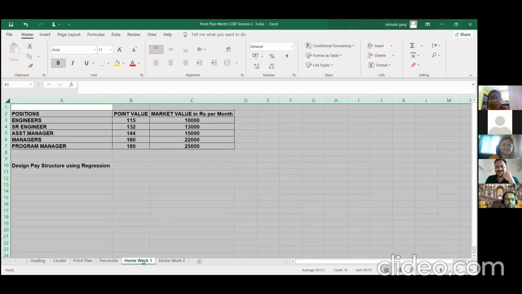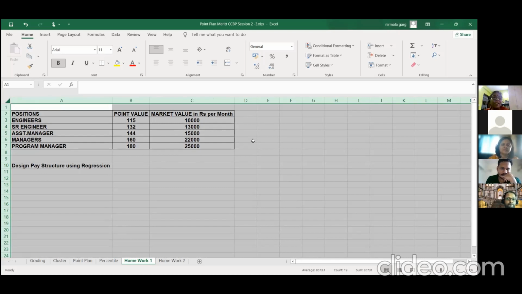Guys, this is a very nice, simple thing. You don't have to even, we just gave you the market data, okay? And this is the point values, okay? So what will you do? Simple, do a regression analysis. Before you do that, calculate those values, slope and intercept value, and then plug them in. You will get the pay line salary.